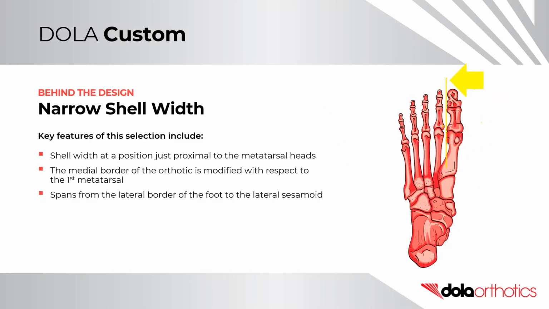Key features of this selection include the width of the shell at a position just proximal to the metatarsal heads. The medial border of the orthotic is modified with respect to the first metatarsal. A narrow shell width spans from the lateral border of the foot to the lateral sesamoid.